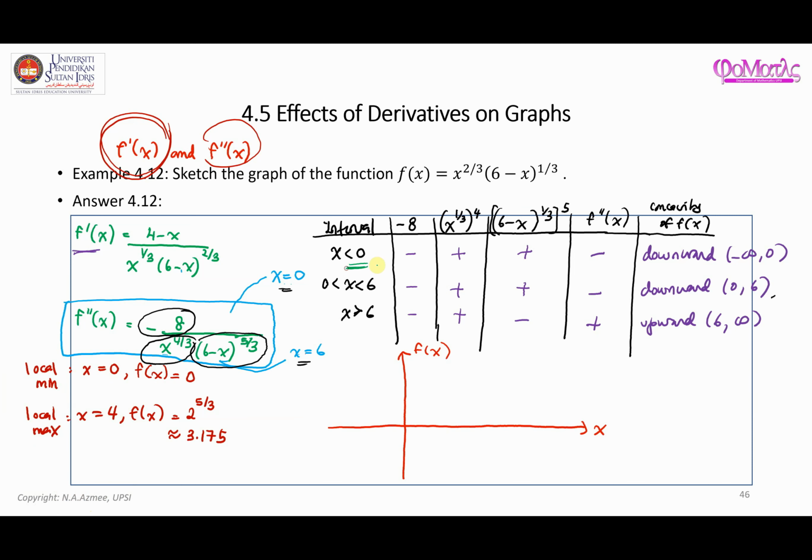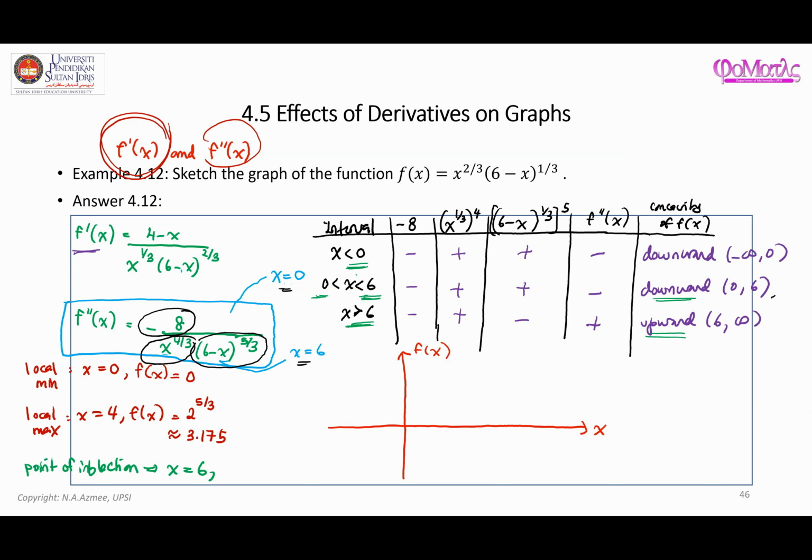If I consider this point here, it doesn't change, it is downward and downward, so it is not a point of inflection. But x = 6 is the point of inflection, because the concavity of f(x) changes from downward to upward. So there is another point to be considered, which is the point of inflection. The point of inflection is when x equals 6.